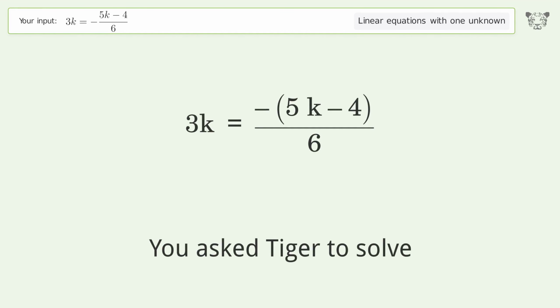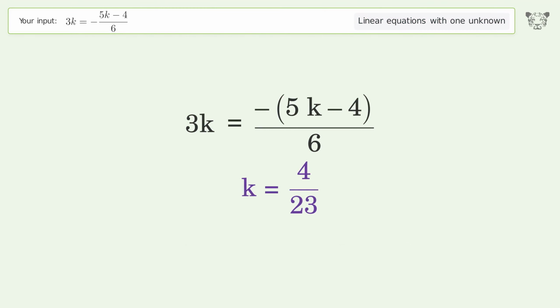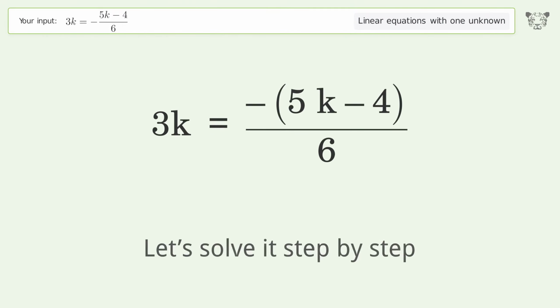You ask Tiger to solve. This deals with linear equations with one unknown. The final result is k equals 4 over 23. Let's solve it step by step.